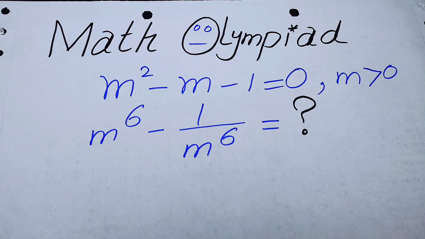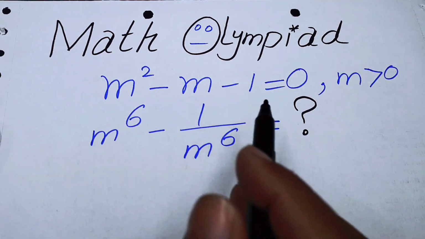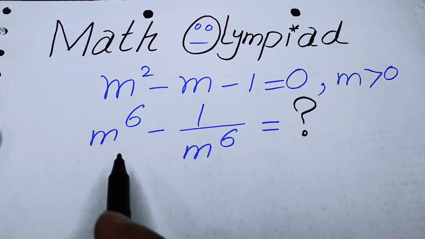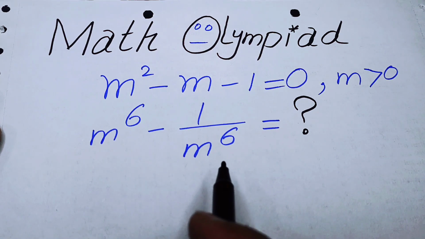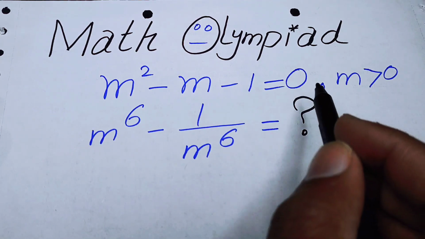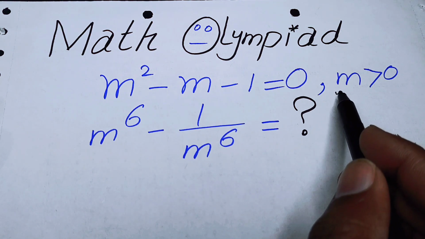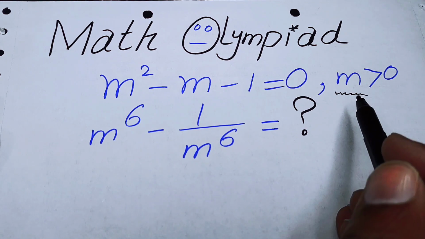In this video we are going to solve this nice equation. Here we have m square minus m minus 1 is equal to 0, and we will find the value of m to the power of 6 minus 1 over m to the power of 6. One thing you should remember is that we just solve this equation for the positive value of m. Okay, here we have m is greater than 0.